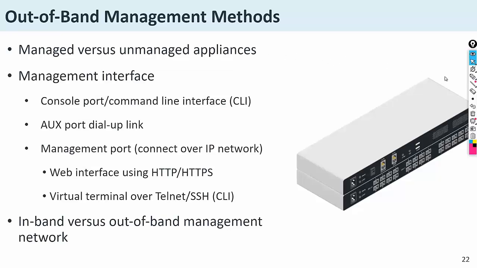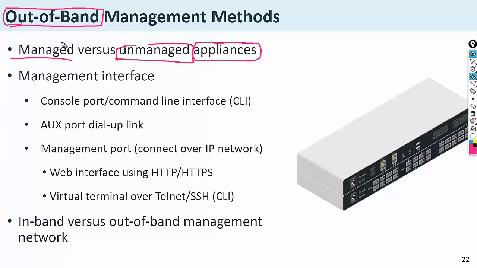One more thing is out of band management. Out of band management means how you can manage, or what methods can be used. Okay, so there are two types of appliances. Appliances means devices which are used inside the network. One is managed, another is unmanaged. We have discussed the switch already. There are two types of switch: one is a managed switch, another is an unmanaged switch. So managed is which you can manage, and unmanaged is which you cannot manage.